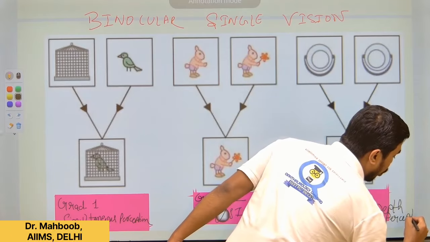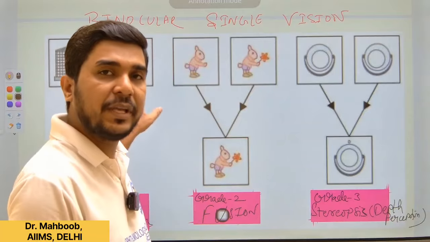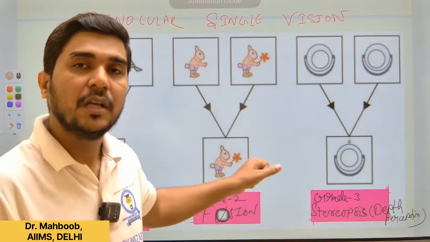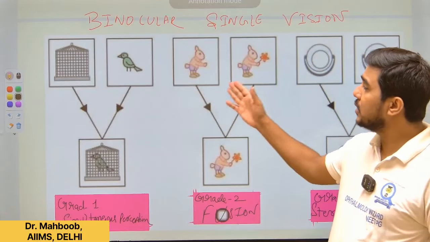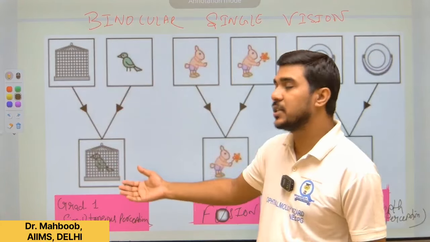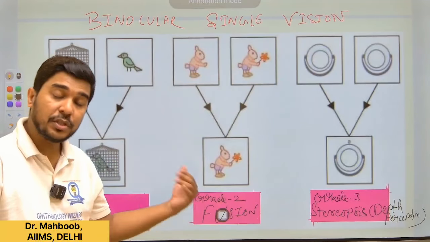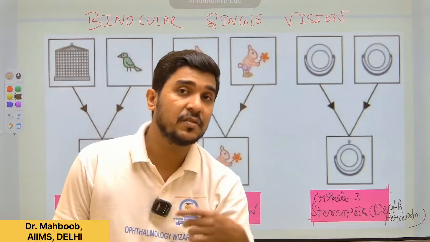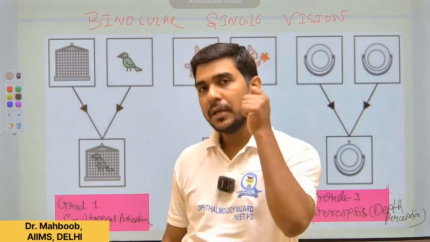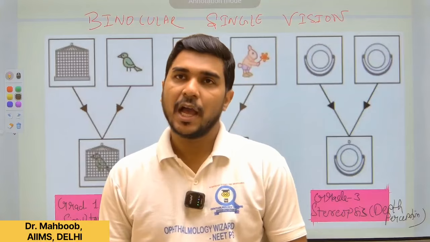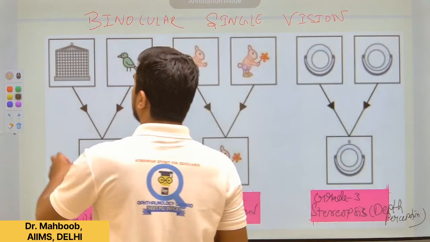So basically, for binocular single vision, these three grades should be there: simultaneous perception, fusion, and stereopsis. They can ask all three in separate MCQs. They will give you this image and ask what it is: this is simultaneous perception. They can give you this: this is fusion. They can give you this: this is stereopsis. All of them are part of binocular single vision. I hope you remember all this.